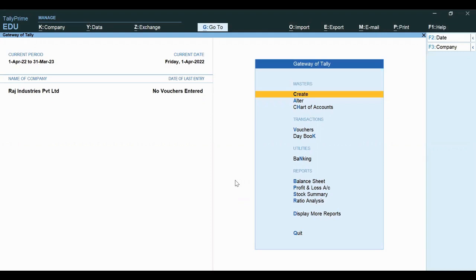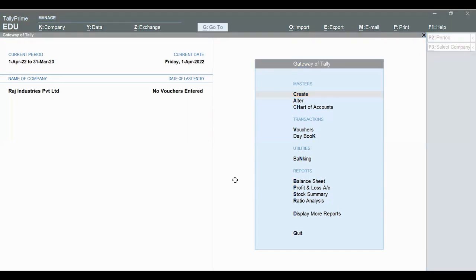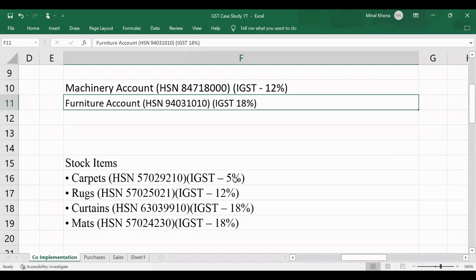My name is Minalkhona. In the previous videos, we started with the creation of ledgers, and today we are going to continue with it. Today we are going to see where I can set up my GST rates while creating the ledgers. So today we are going to see the creation of fixed assets, goods and services ledgers. So let's go ahead. The first ledger which we are going to create is the machinery account.